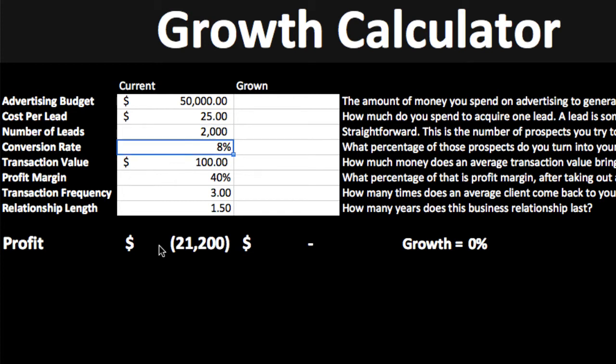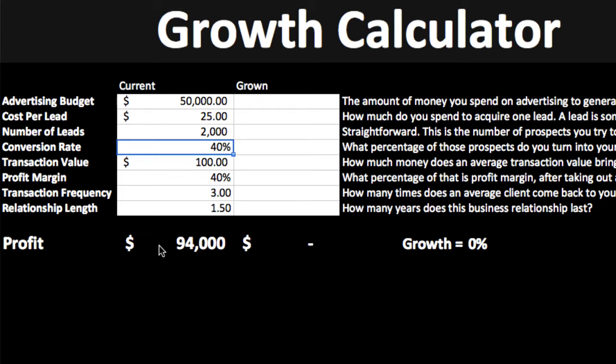Now let's say you convert 40% of those leads into clients. Conversion rate basically means what percentage of those prospects, those leads who've come in, you convert into paying clients, people who actually give you money and give you their trust and open their wallets and say, all right, let's have a transaction.